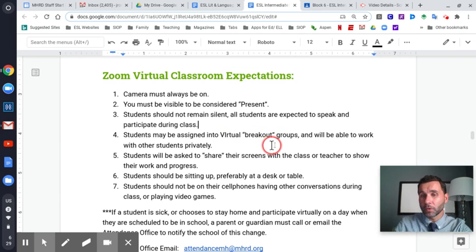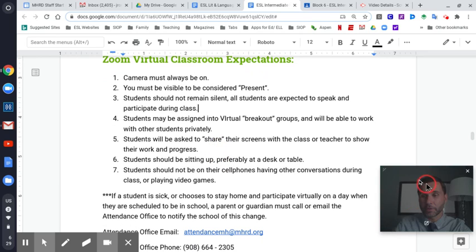Although we're doing virtual classes, students will be able to work with others. We will be able to go into virtual groups where students can communicate privately. Students will be asked to share their screens so that the teacher, myself in the classroom, I can see and note the progress and the work they've been doing that day.